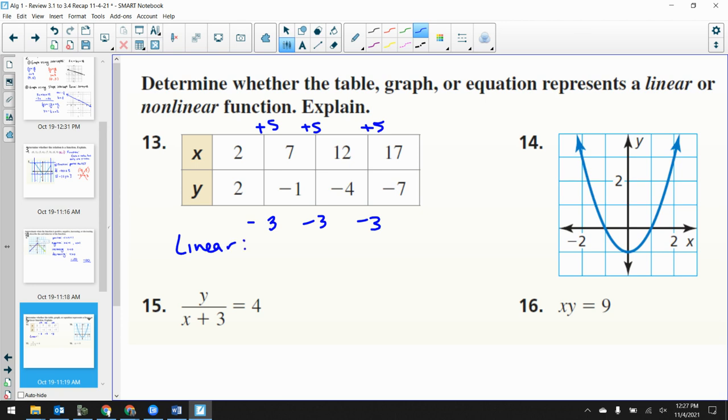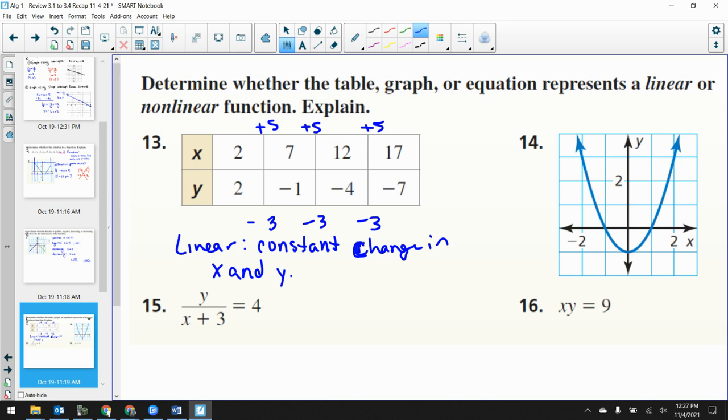And if we need to explain, which you will have to explain just like you did on your quiz, you would say constant change in x and y. And I'll need to see, just like I did on the quiz, what the changes are, just to make sure you got that right. You didn't guess at it.